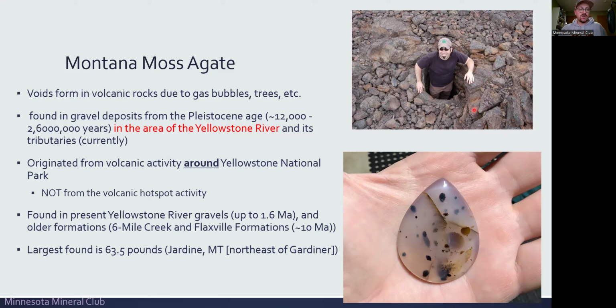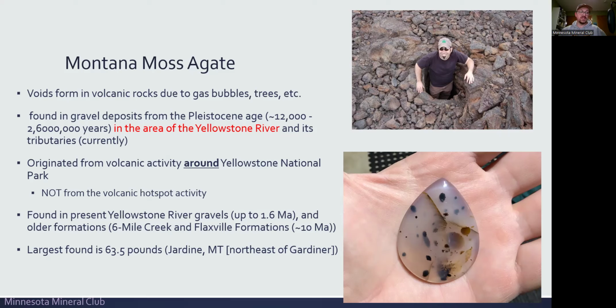So your Montana agates are found in gravel deposits of Pleistocene age in the area of the Yellowstone River. That's anywhere from 12,000 years to 2.6 million years for the age of those deposits, and also in the tributaries of the Yellowstone River. The source of the volcanism of the rocks that these agates form in is from around Yellowstone National Park. However, this is not from the volcanic hotspot activity. You can find Montana agates in older deposits, such as the Six Mile Creek and Flaxville Formation, which are somewhere in the 10 million years old range.